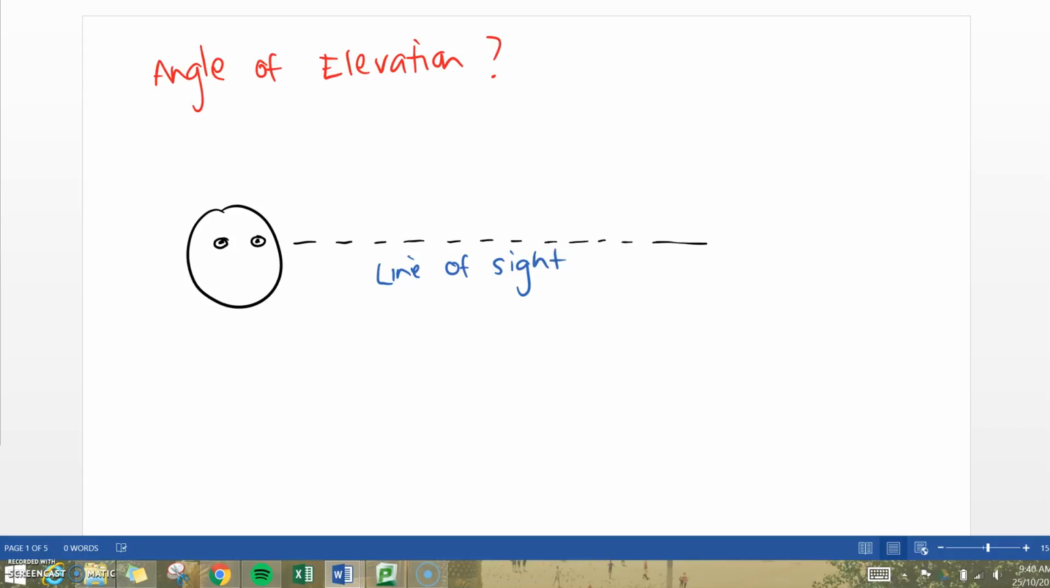Now, if someone changes their eyesight to look up at something, the number of degrees their head has tilted up is called the angle of elevation. And we mark that with this symbol for theta. Okay, so the angle of elevation is how high you've moved your head up to look at something.